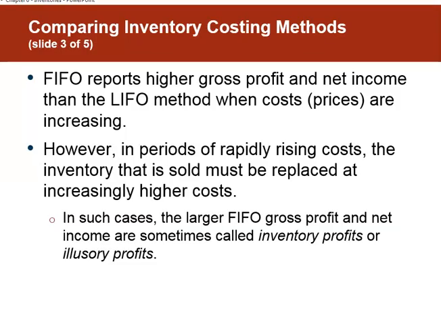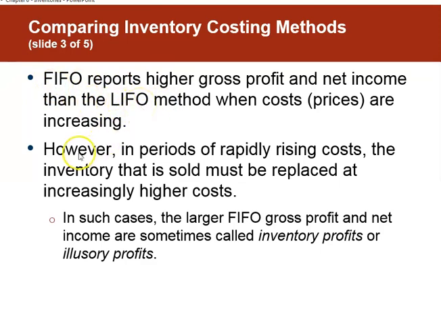All right, so it says here, FIFO reports higher gross profit and net income than LIFO when prices are increasing. Why? Because our sales price is assumed to be the same. You know, in our example, it was $30, right? So FIFO is going to be costing those older items first in, first out.